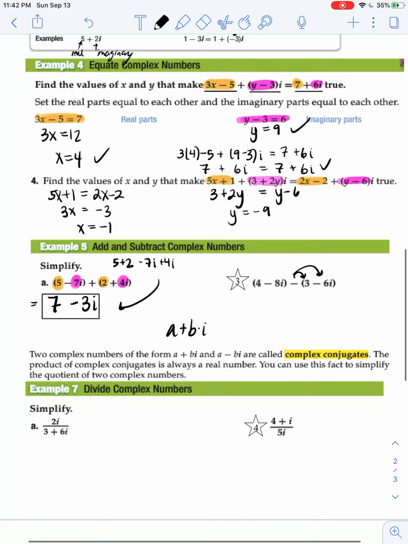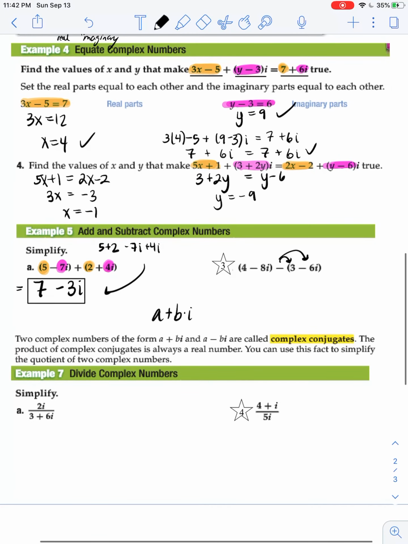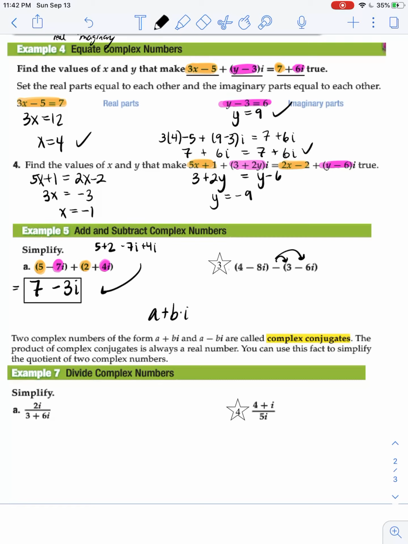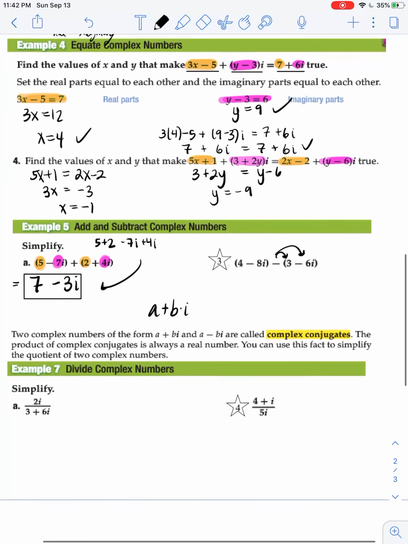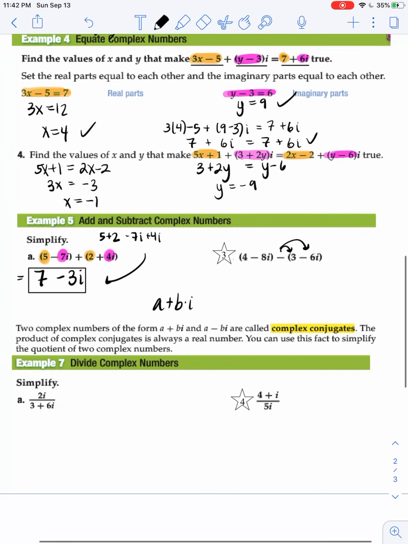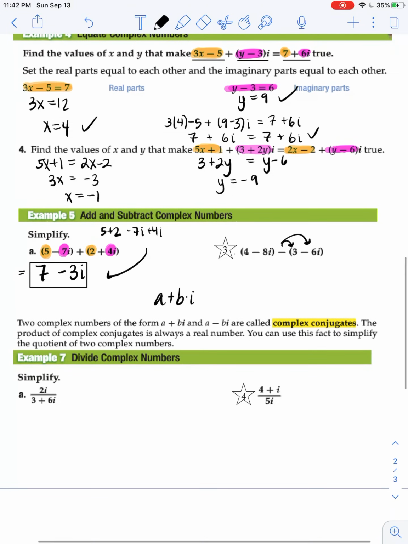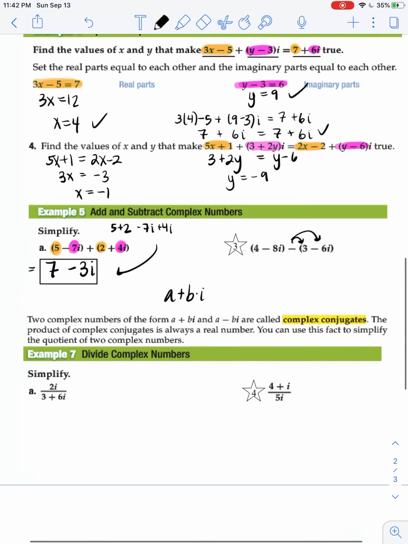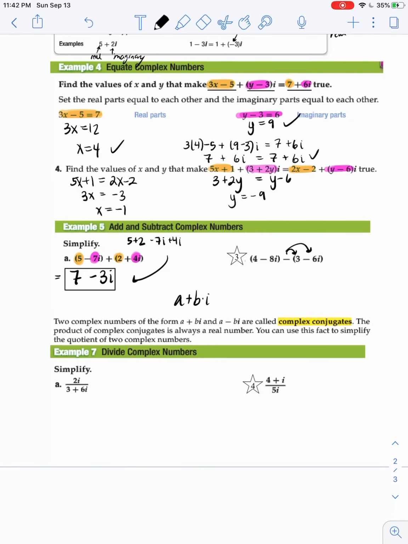And then these last 2 problems are dividing by complex numbers. And when you have 2 complex numbers, so a plus bi and a minus bi, these are referred to as complex conjugates. And the product is always going to be a real number. And so we can use that to simplify. You cannot have an imaginary number in the denominator. It's considered unsimplified, so it needs to be simplified. However, we can always get rid of it from the denominator. So the way to do that is by using the conjugate.